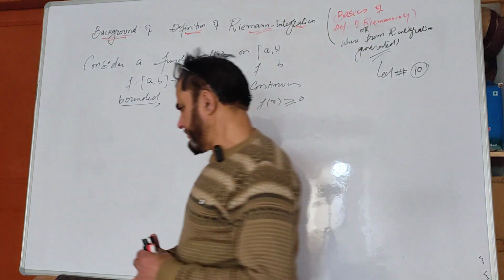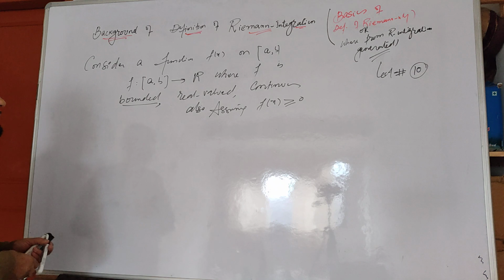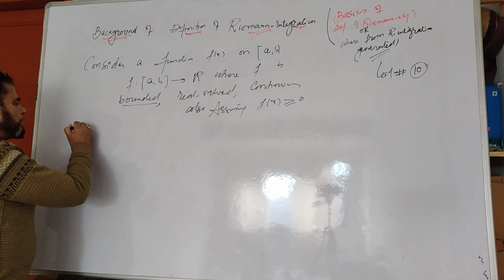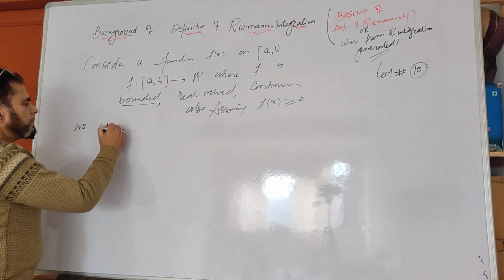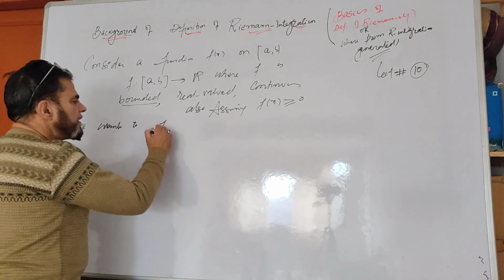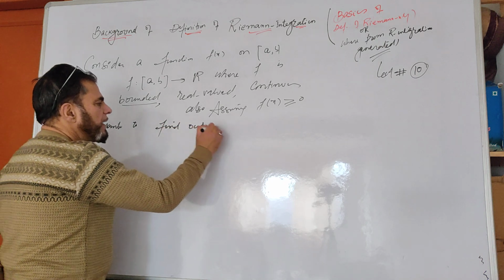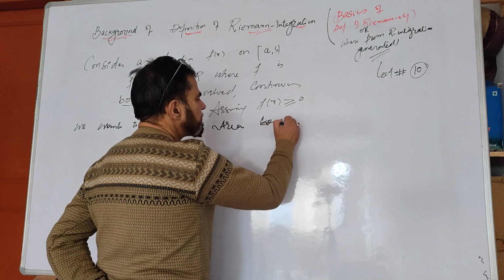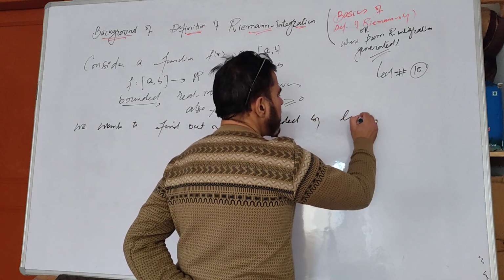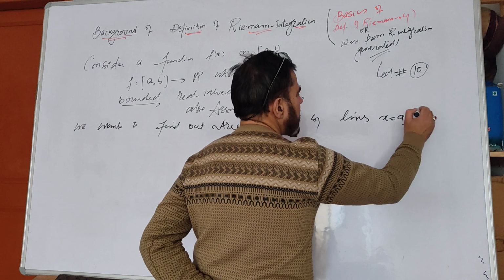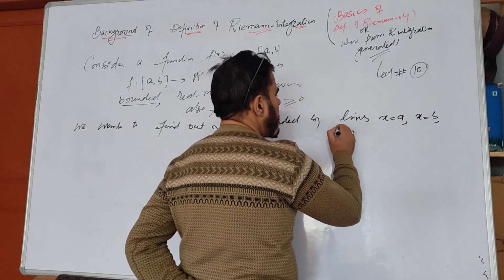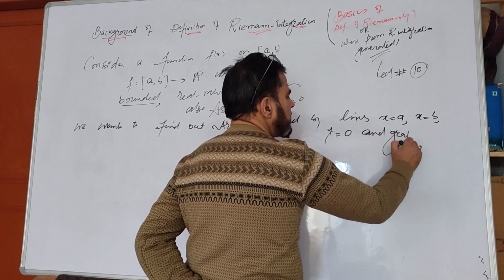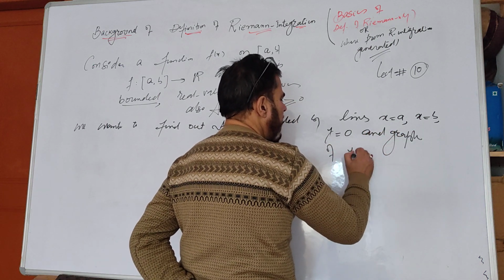Just to understand the definition, if we are interested now, we want to find out the area bounded by lines x is equal to a, x is equal to b, y is equal to 0, and the graph of y equal to f(x).